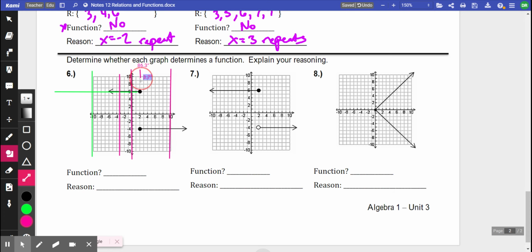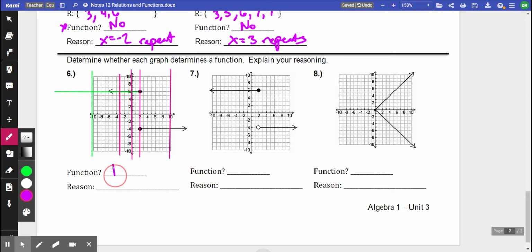The only point of interest is going to be when x is 2. So let me draw on a vertical line when x is 2. Here it touches the top graph. Here it also touches the bottom graph. And if you think back to your middle school days, when you have a closed-end circle, it means that you're including that point. So here it touches the vertical line twice, so 1 and 2, which means this is not a function. No. Why is it not a function? Because it fails the vertical line test.